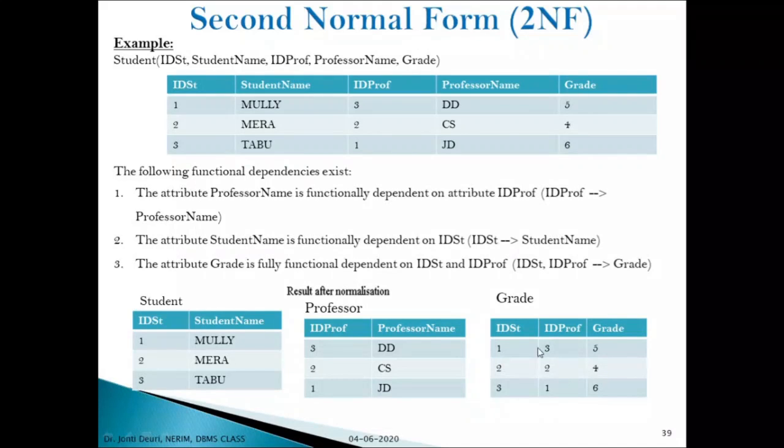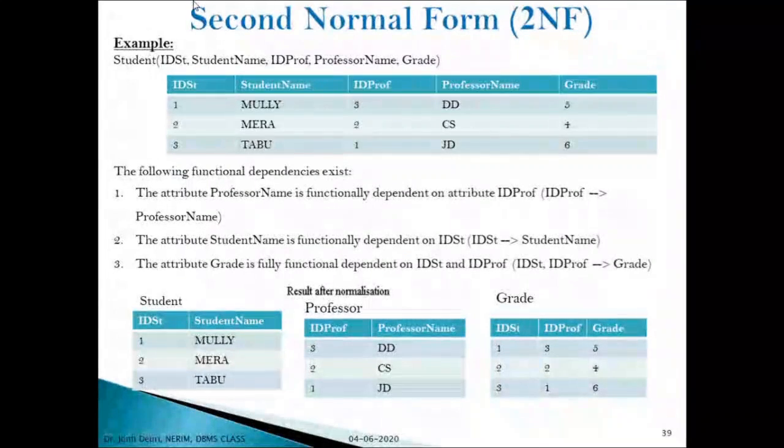So now in this table you see the repetition is not there. Here only student ID and professor ID, then grade. Only these two are needed to determine the grade. So now this is fully functional dependent. Only professor ID cannot find out the grade, and only student ID again cannot find out the grade.